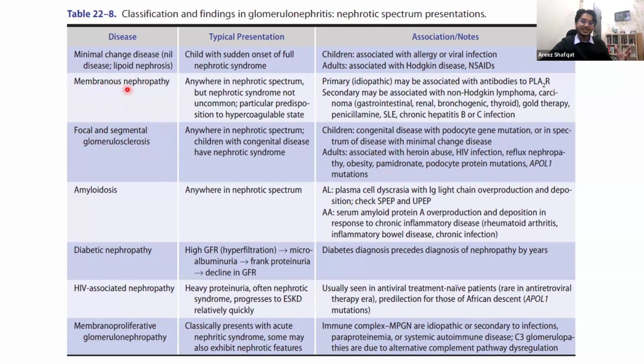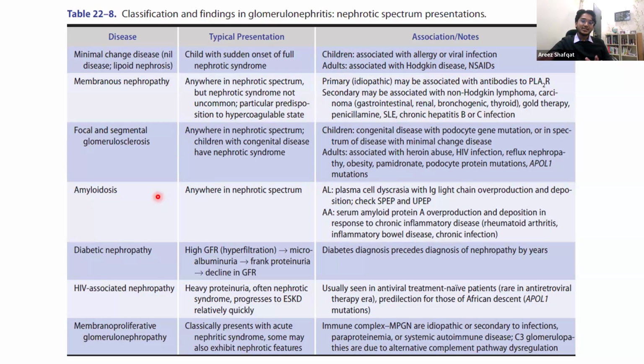Membranous nephropathy, the classic case is a middle-aged white person with full-blown nephrotic syndrome, and importantly, particular predisposition to a hypercoagulable state. Classically, renal vein thrombosis causing flank tenderness and hematuria. Membranous nephropathy can be primary or idiopathic. That's associated with anti-phospholipase A2 antibodies. Secondary is associated with tumors, is associated with SLE or chronic hepatitis B or C infection.